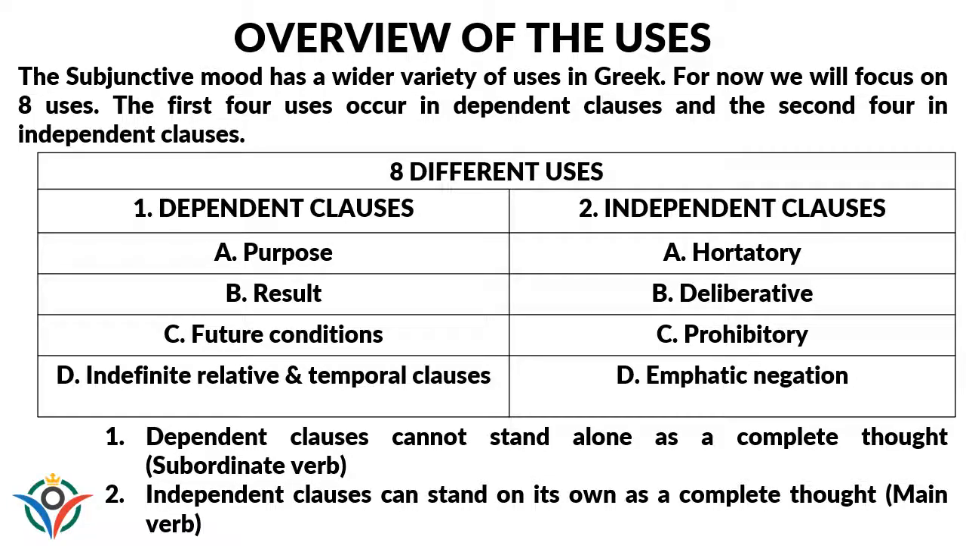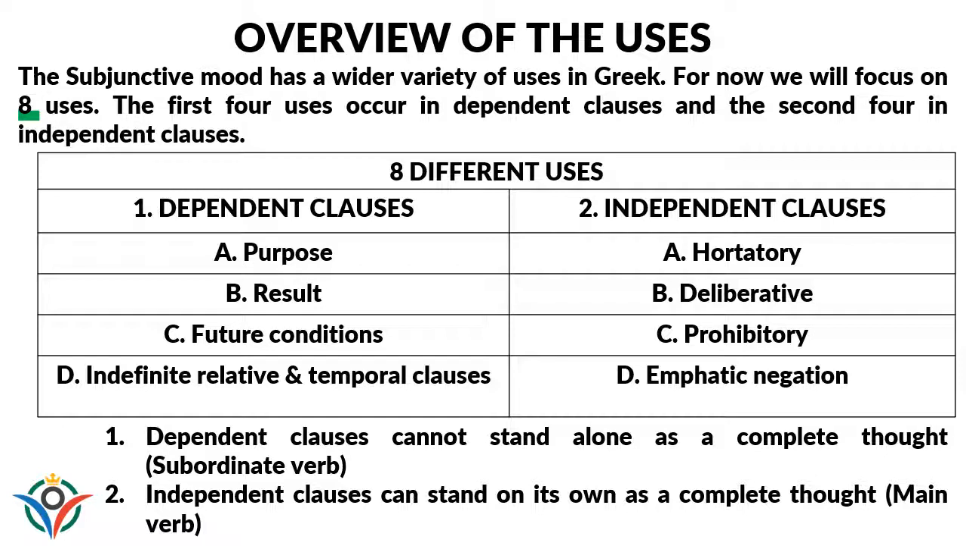So as you begin looking at the uses of the subjunctive mood, I'd like to do an overview first. The subjunctive mood has a variety of uses in Greek. For now, we will focus on 8 primary uses. The first 4 uses occur in dependent clauses and the second 4 in independent clauses.